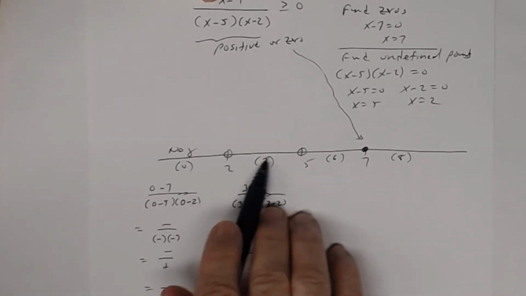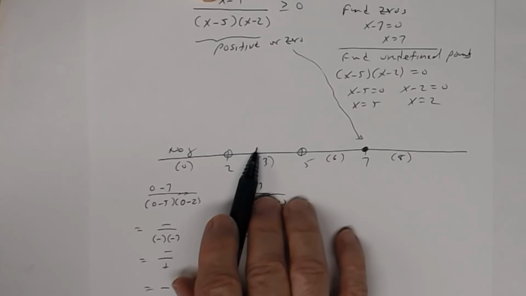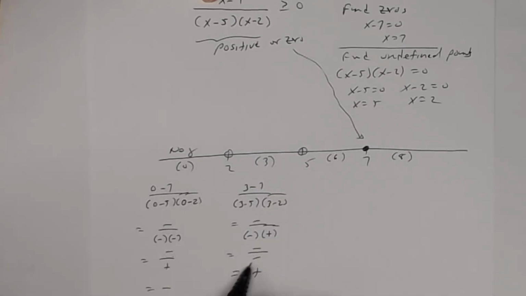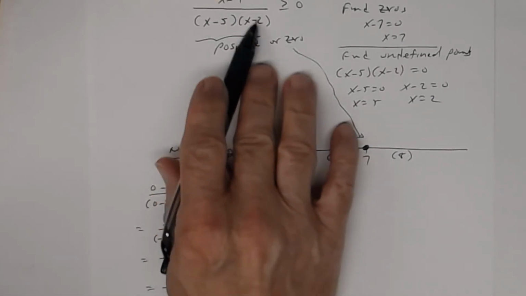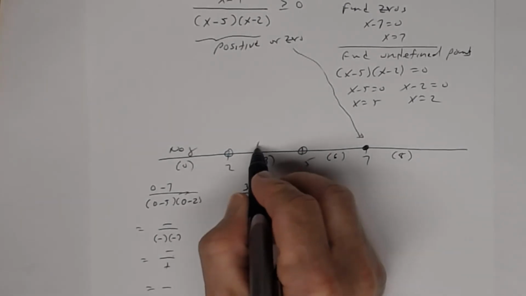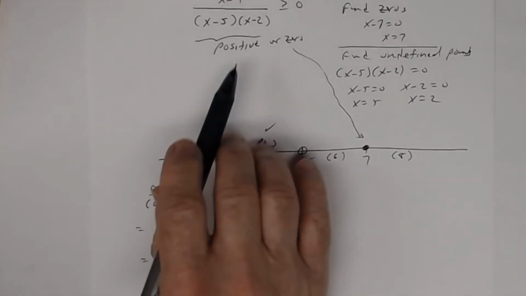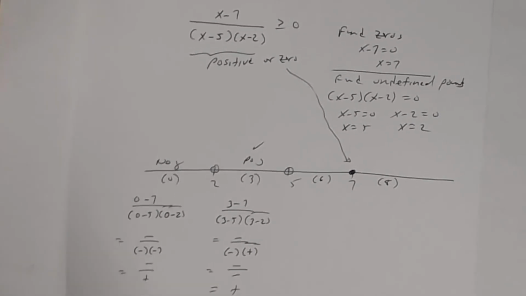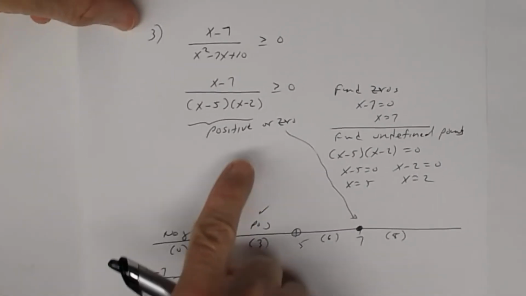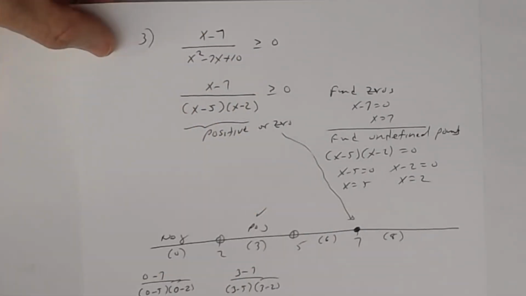So if I had chosen any other real number in that interval, that rational expression would have been positive, which is what I want. So that's going to be a solution. Any real number in here will make this inequality a true statement.